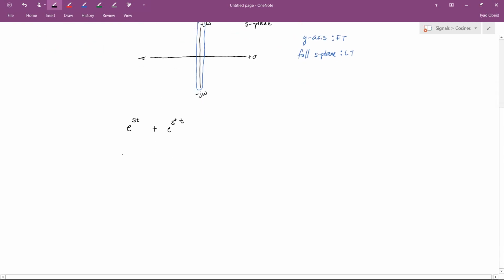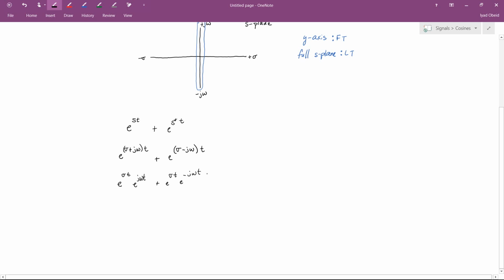So if we expand, we have e to the sigma plus j omega t plus e to the, now we need s conjugate. Conjugates have the same real part, but the opposite imaginary part. And then we're going to distribute: e to the sigma t times e to the j omega t plus e to the sigma t times e to the negative j omega t.